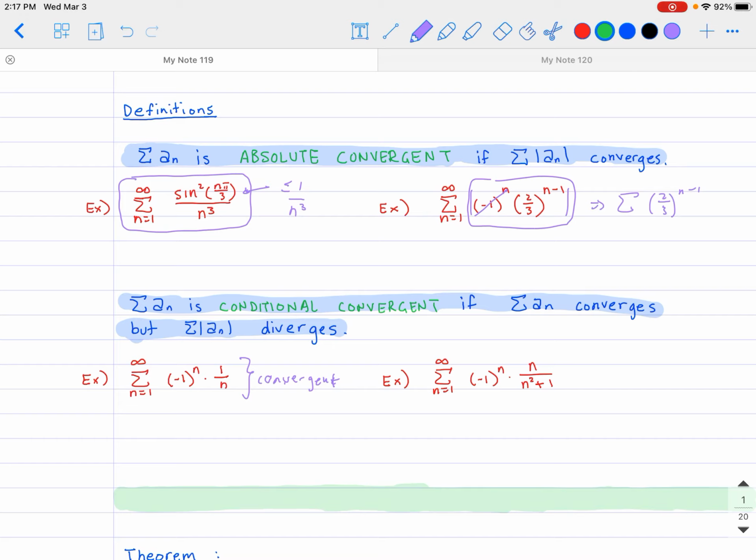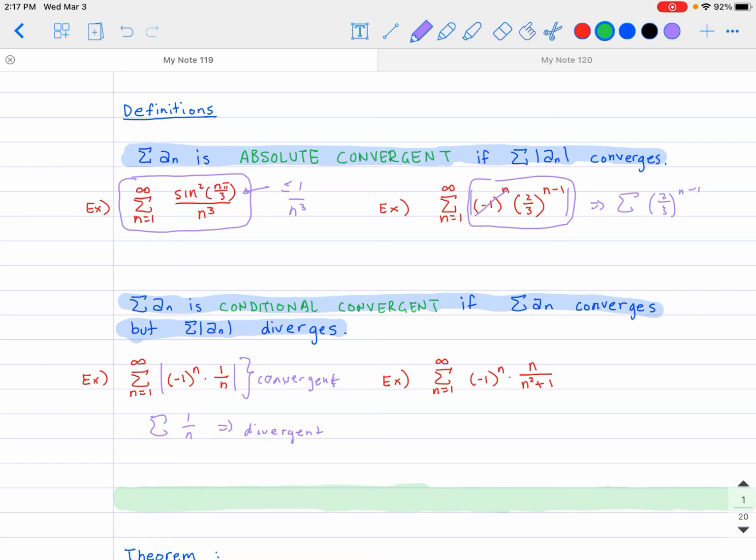But as soon as I take the absolute value of it, the inside becomes the summation of 1 over n, which is now the harmonic series. And we know from the very beginning that it does not converge. So this is something that is conditional convergent, because the series is convergent as is, but the absolute value of it is not.